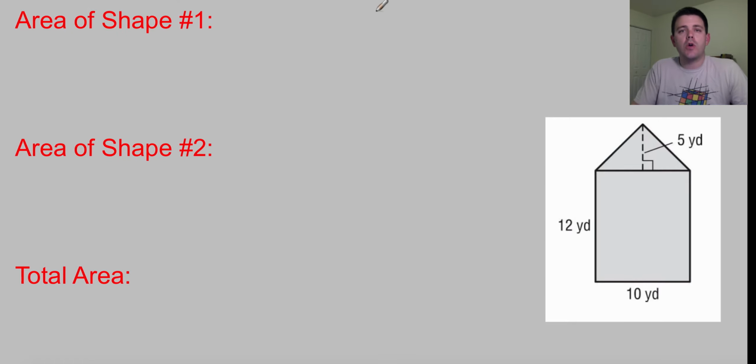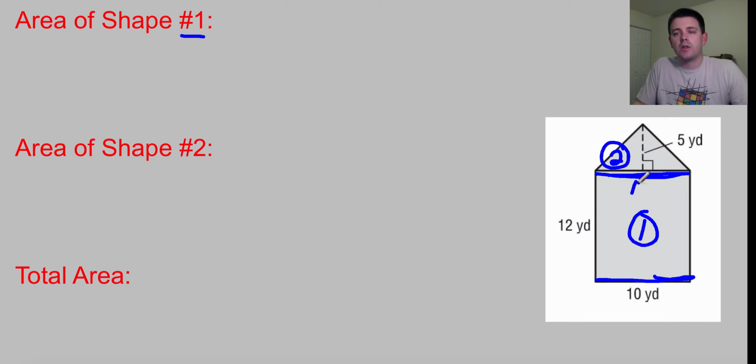So if you think you got the general idea, try this one out. Find the area of the rectangle. That's shape number 1. Then find the area of your triangle up top. That's shape number 2. Remember to use your formula for each one of them. For your triangle up top, they've already got your height here of 5. Your base here is the same as the base here of your rectangle. So this is 10 yards. Go ahead and see what you get for your answer.